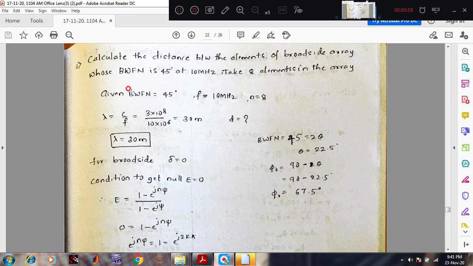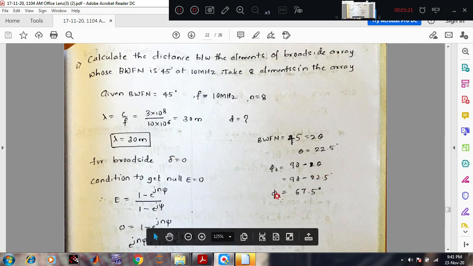One more thing they have given is the beamwidth between first nulls. In the first module we studied that the beamwidth between first nulls, given as 45 degrees, is equal to 2 theta. Therefore theta is 22.5. So phi naught, the null direction, will be 90 minus theta, which is 90 minus 22.5, equal to 67.5 degrees.